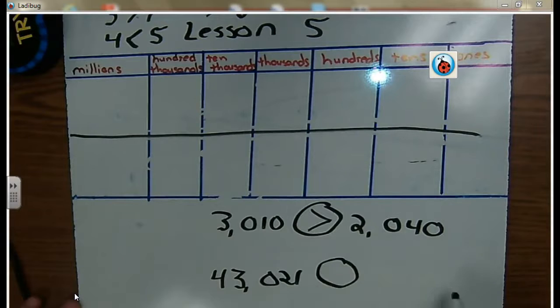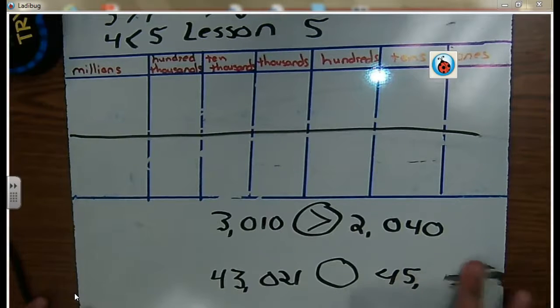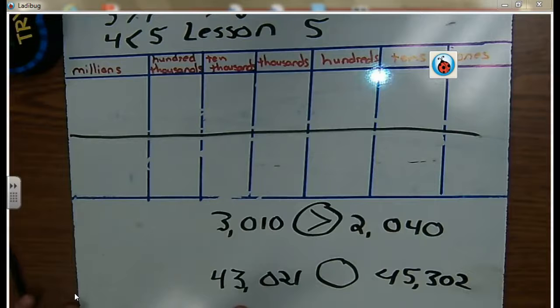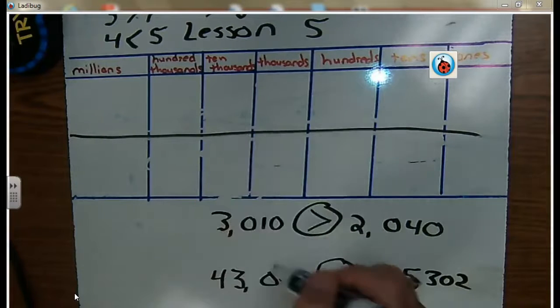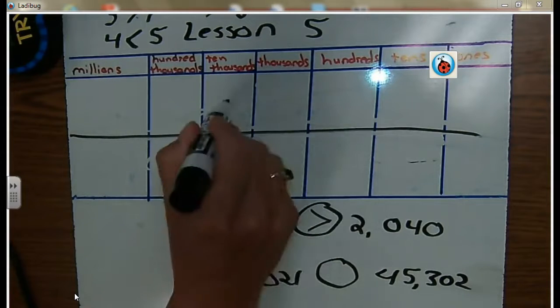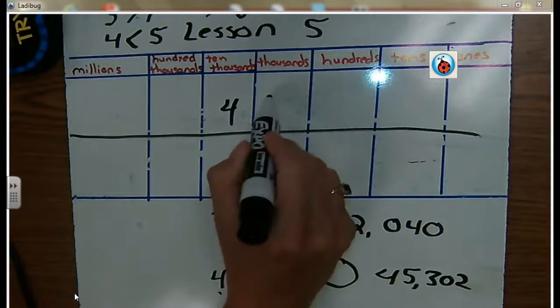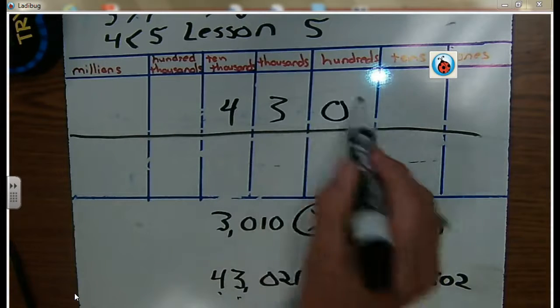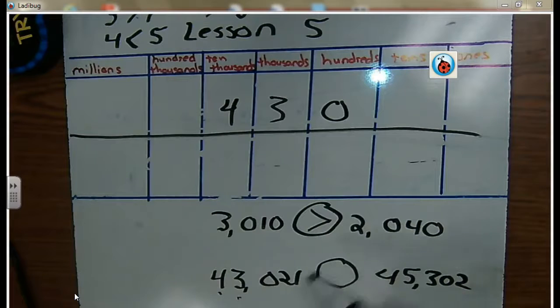Then I have another number. How do we say this number? There shouldn't be that much space there, sorry. 43,302. Well, I'm going to write my numbers. Instead of using place value discs, this time I'm going to write my numbers. So I have 4 in the 10,000s place, 3 in the thousands place, 0 in the hundreds. I have 2 in the tens and 1 in the ones.